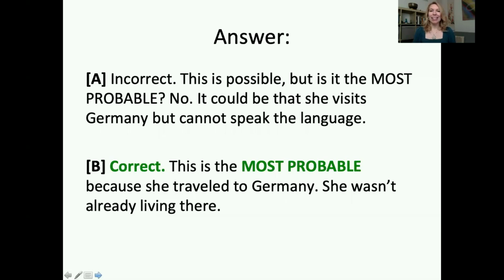Correct answer is B. This is the most probable because she traveled to Germany. She wasn't already living there. A is incorrect. Okay, this is the trap I want you to watch out for. This is possible, right? But is it the most probable? No. It could be that she visits Germany but cannot speak the language. All right.